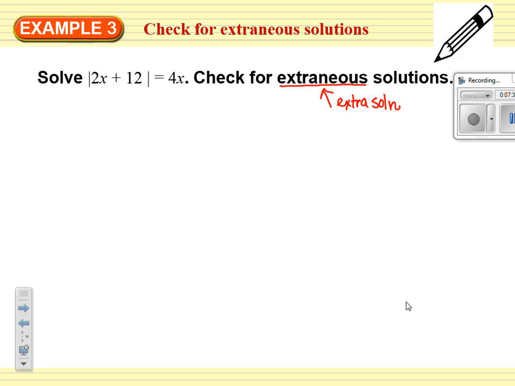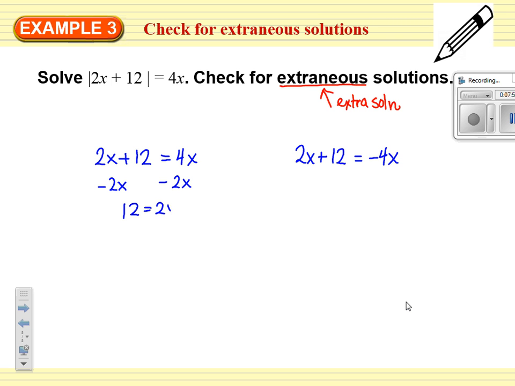Okay, again, what does absolute value mean? It means the distance from 0. So there could be two possible distances from 0. The expression could be 4x, or the expression could be equal to negative 4x from 0. And then we're going to solve both of these. I'm going to subtract 2x from both sides here. I get 12 equals 2x, divide by 2, and I get x equals 6. And then what is my other solution? I'm going to subtract 2x, and I get 12 equals negative 6x. Divide both sides by negative 6, and I get x equals negative 2.